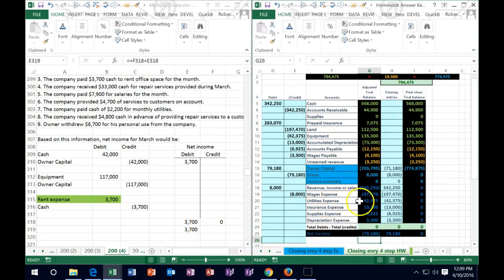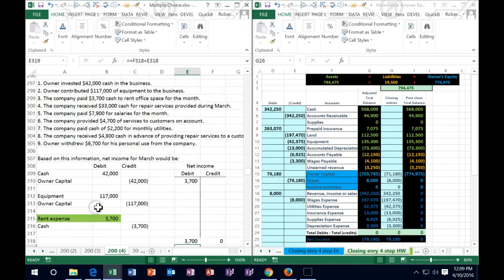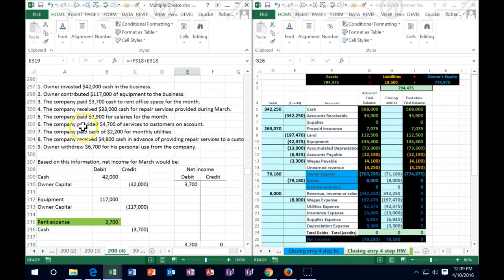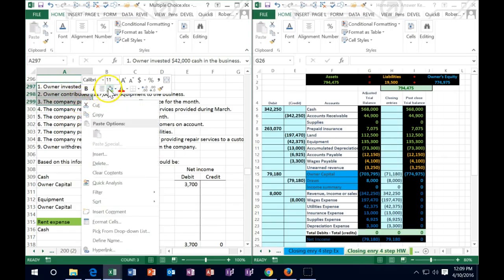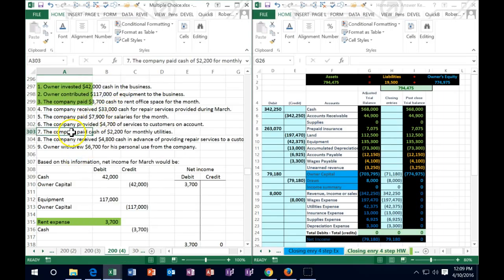All right, so let's see the next one. What do we got next? After the rent, then I'm going to just go ahead and highlight these so that I've done those. Then we've got the company received $33,000 cash for repair services provided during March. Okay, so is cash affected? Yes, and we received cash, keyword being received cash, so apparently we do services, so that's good to know.